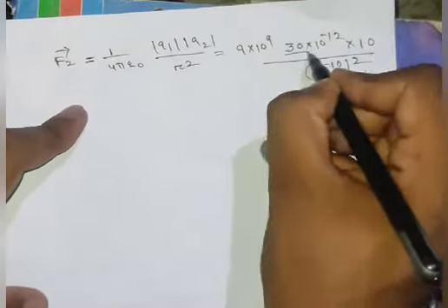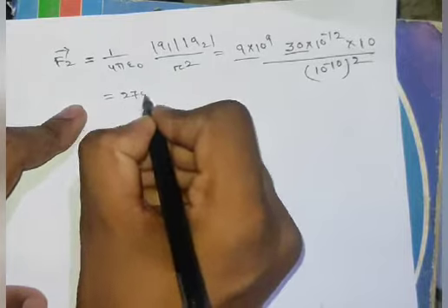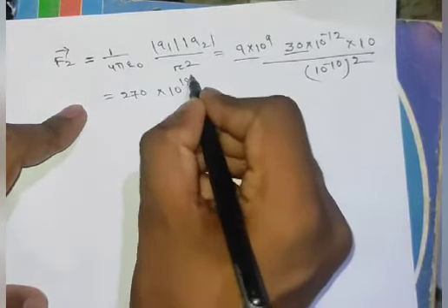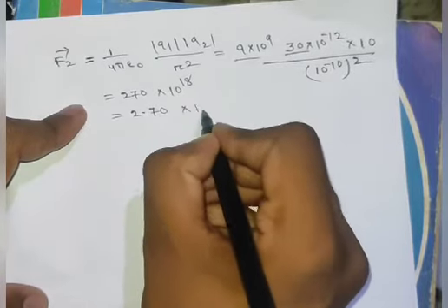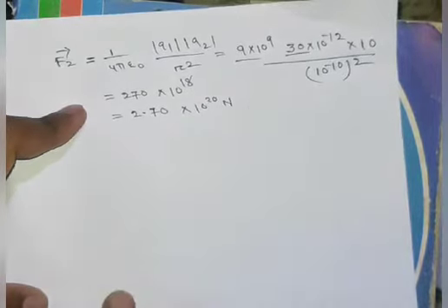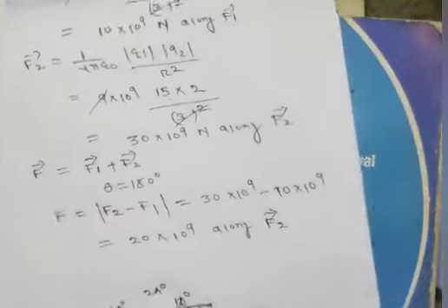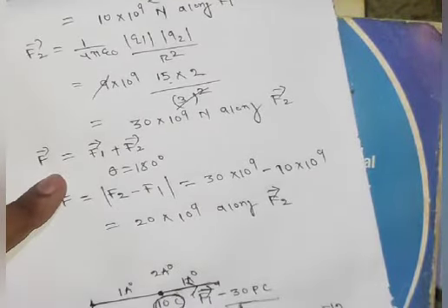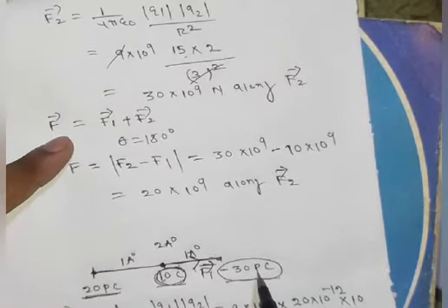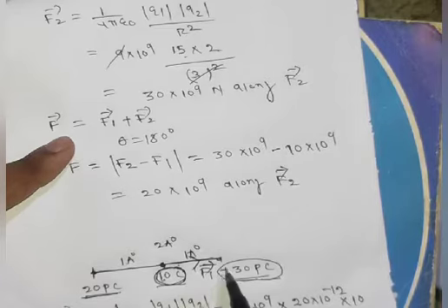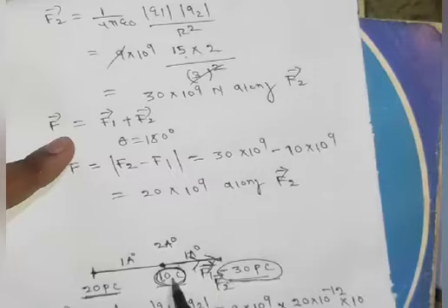If we solve, 30 into 9 will be 270, and this will be 10 to the power 18. So when we rewrite, it will be 2.70 into 10 to the power 20 Newton, and this will be directed along F2. 10 coulomb is a positive charge, minus 30 picocoulomb is a negative charge, so the force of interaction will be attractive. So when minus 30 picocoulomb acts a force on this 10 coulomb, the force direction will be towards this negative charge, that is, F2 will be directed along this.